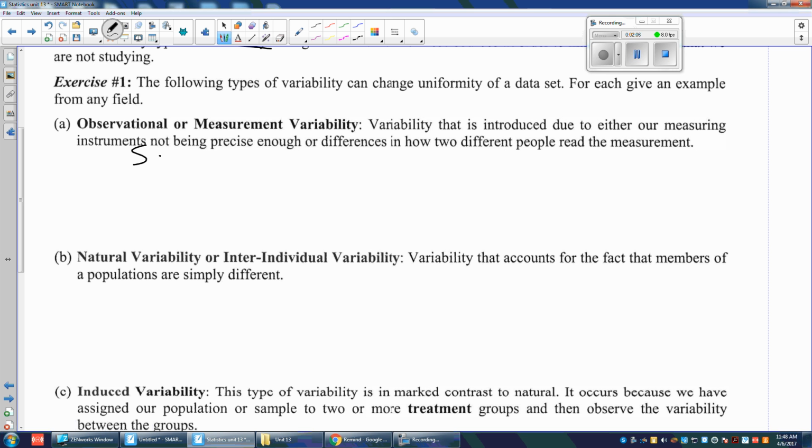Well, the obvious one is science class and the type of scale. What I mean by scale is, we're measuring: do we have a scale that only measures to the nearest gram? Do we have a scale that measures to the tenth of a gram?